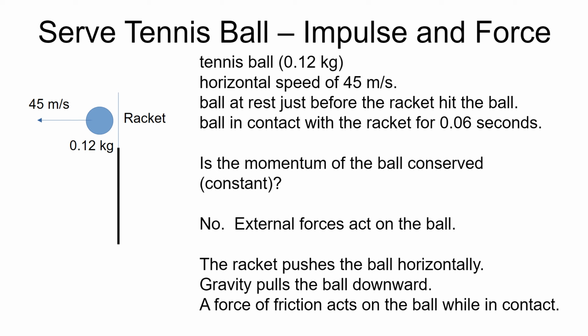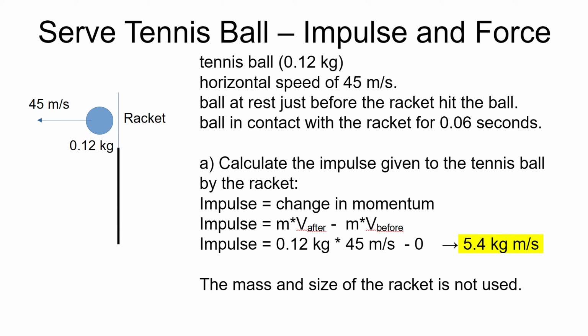It pulls the ball downward, and most likely, certainly, there's a force of friction acting on the ball while it's in contact. So we're going to make some general comments about the vertical direction with gravity and friction later, but that'll come later. The key part is horizontal. So how do we calculate the impulse?